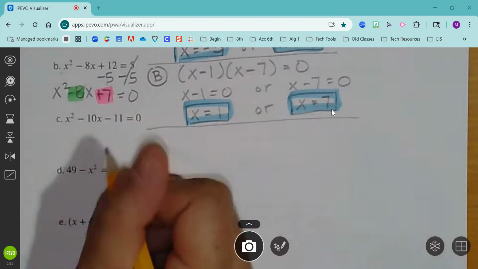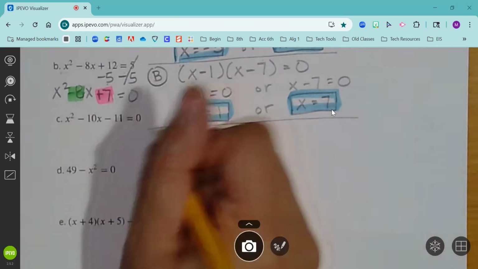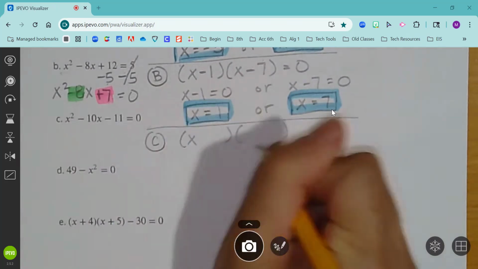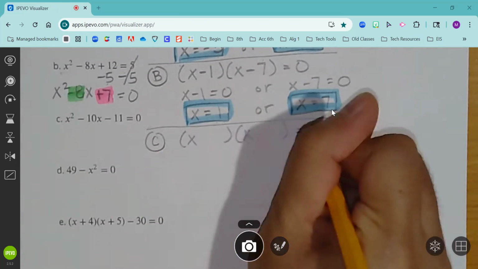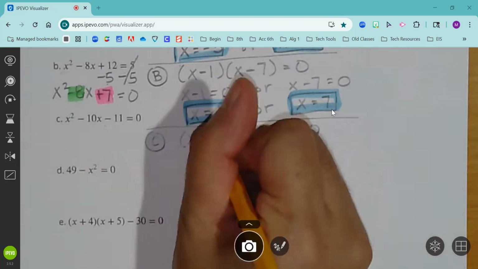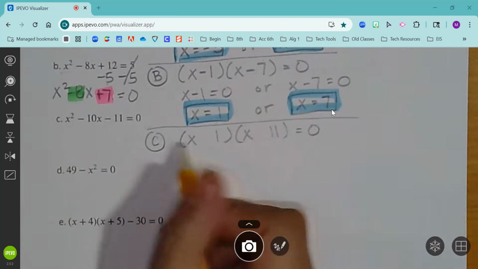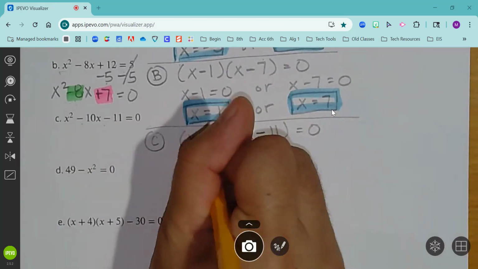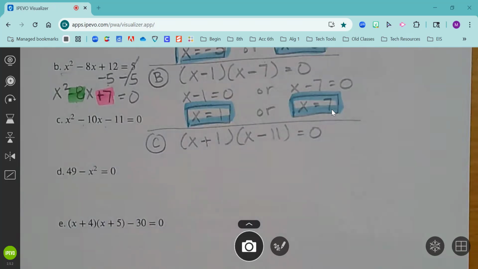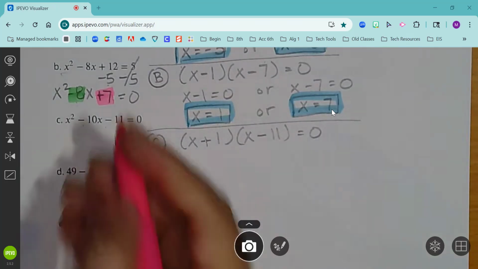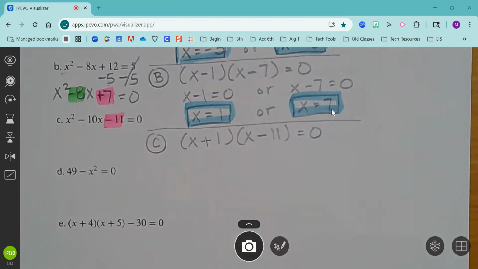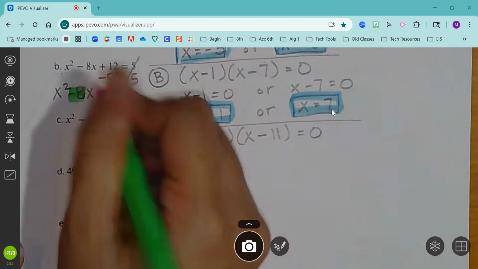All right. Set equal to 0 ready for us. So that's x. We're going to do parentheses, factored form. That would be 1 and 11, and I need a -10. So that would be a -11 and a +1 to get that -10. So again, it multiplies to -11, but then it adds to that -10.